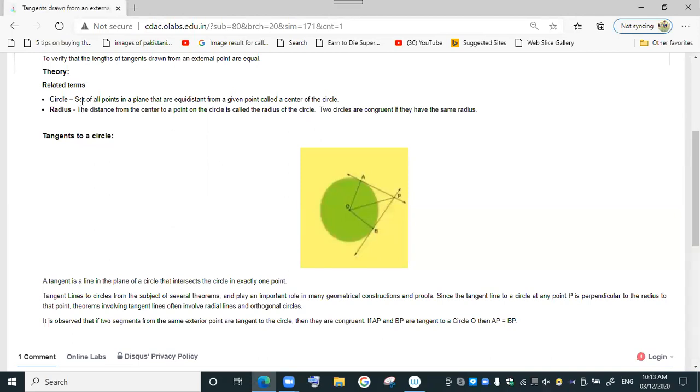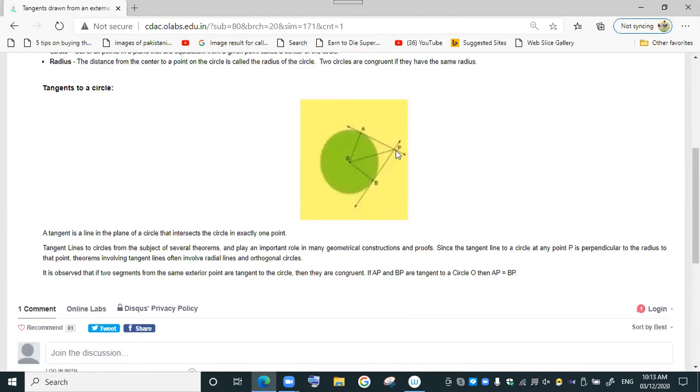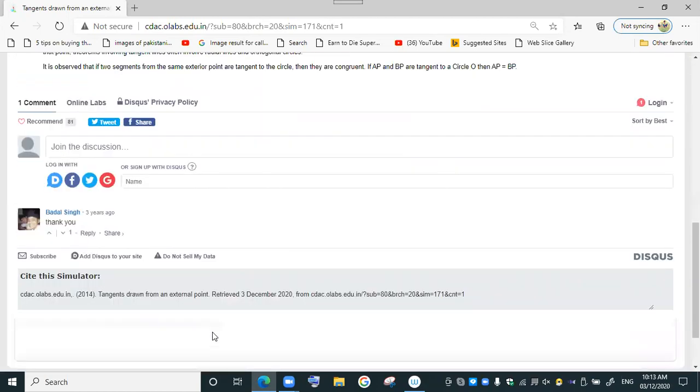The related term is the tangent to a circle. The line which touches the circle, that intersects the circle at exactly 1 point, is a tangent. If it intersects at 2 points, it becomes a secant. And tangent lines to circles are the subject of several theorems. It is very important. So this is the theory part.